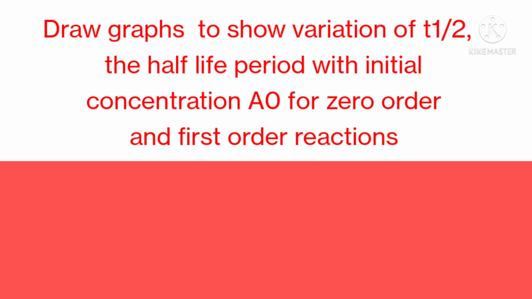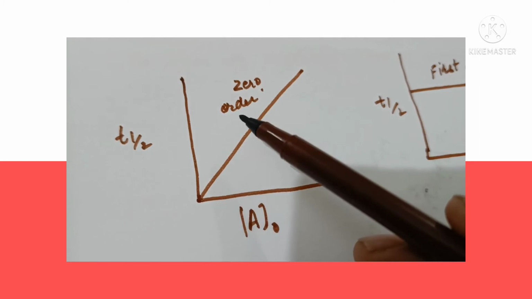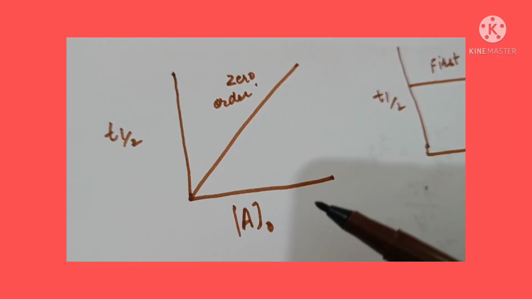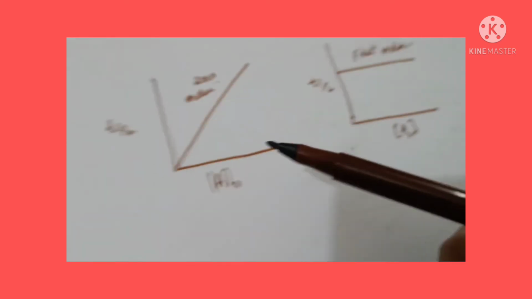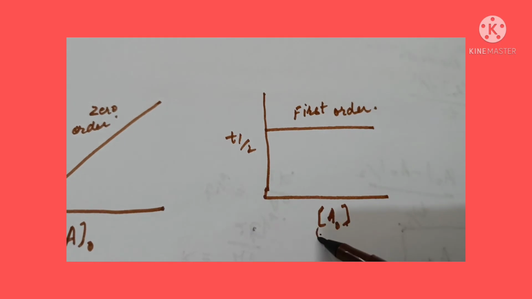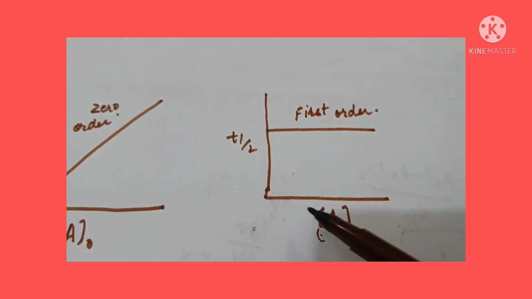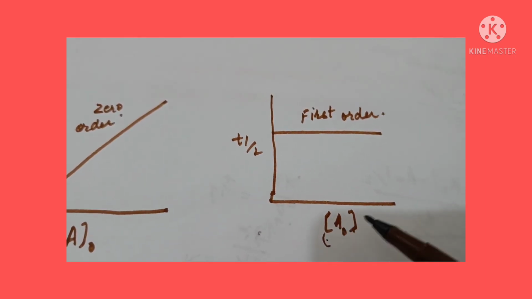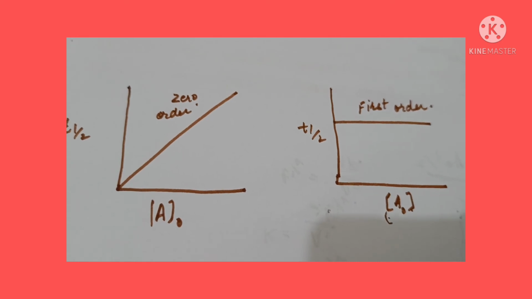Draw graphs to show variation of t half, the half-life period, with initial concentration A naught for zero order and first order reactions. The t half versus A naught graph for a zero order reaction shows that t half is directly proportional to initial concentration and the graph is a straight line. Whereas for a first order reaction, the t half value is independent of the initial concentration and the graph is a horizontal line parallel to the x axis, the A naught axis. So these are the two graphs for zero order and first order reactions.